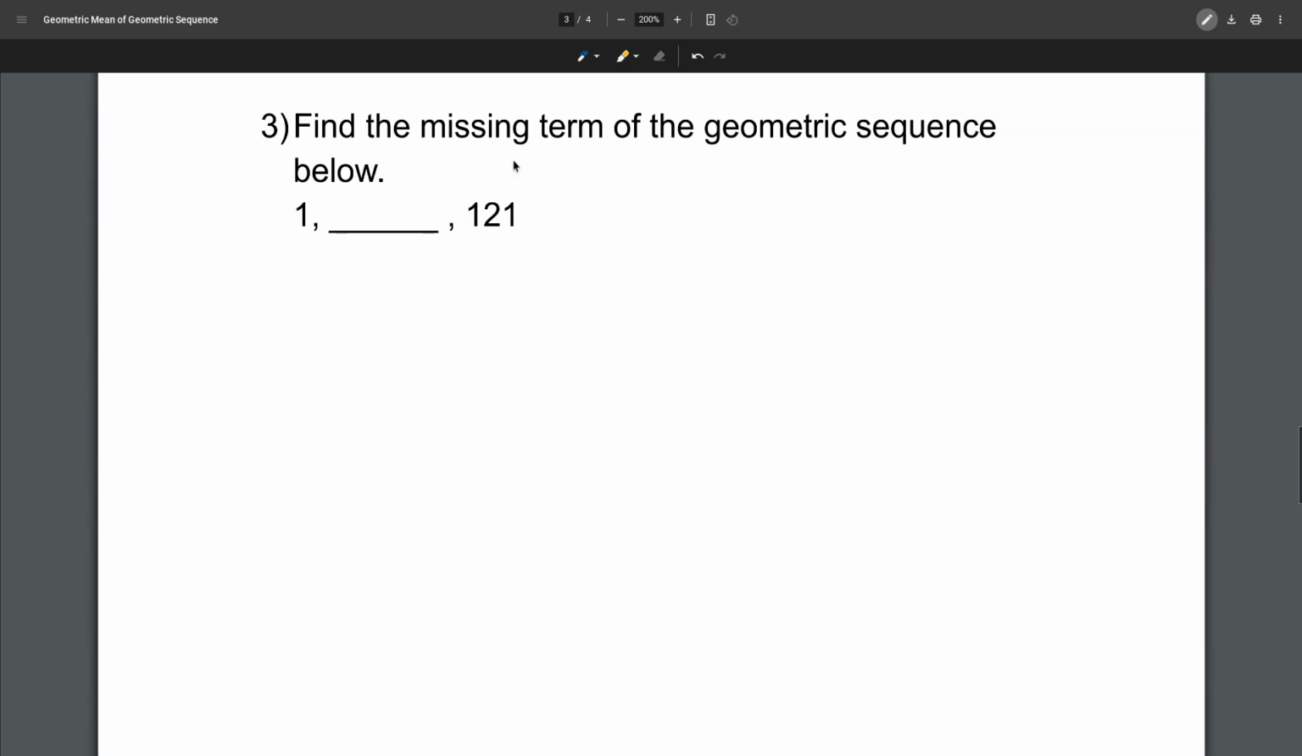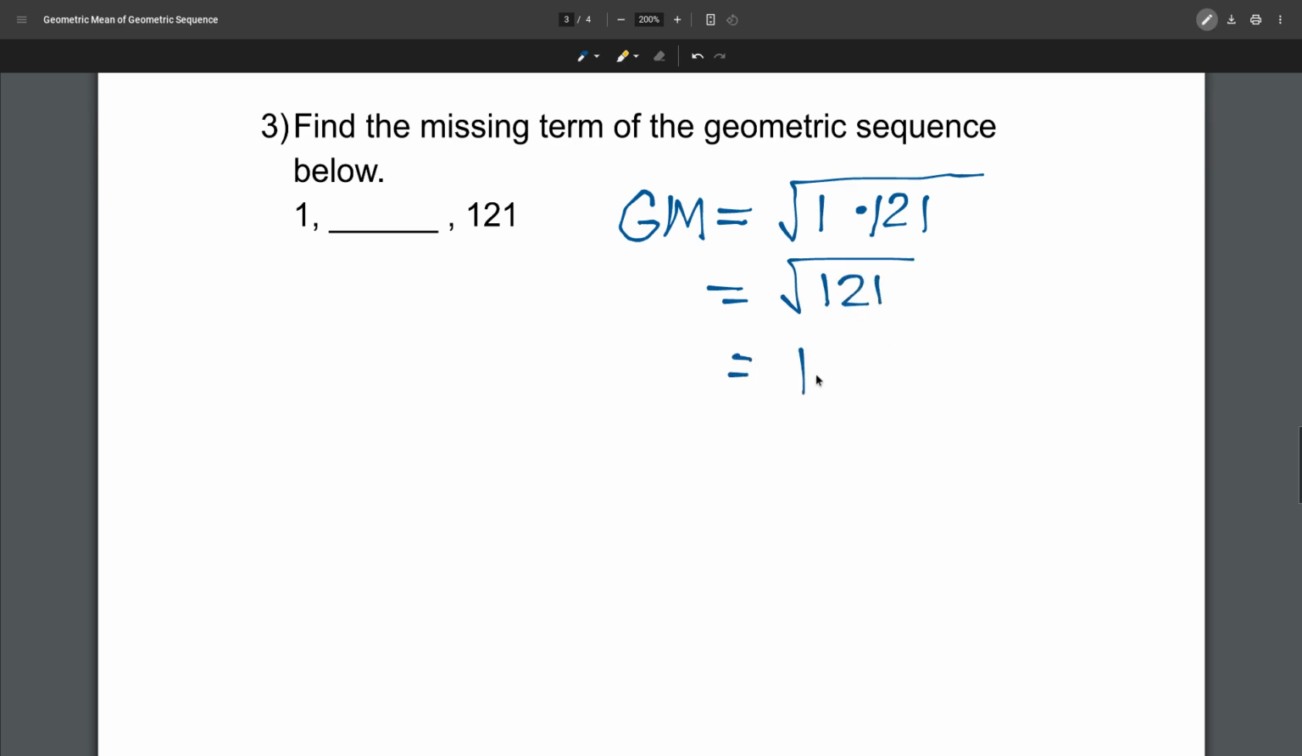All right, this next one, find the missing term of the geometric sequence below. So again, we'll find the geometric mean. It's going to be the square root of 1 times 121. 1 times anything is itself, so it's going to be the square root of 121, which is 11. So it could be the geometric mean, which is 11, or it could be the opposite of the geometric mean, which is negative 11. So this missing term can either be plus or minus 11.